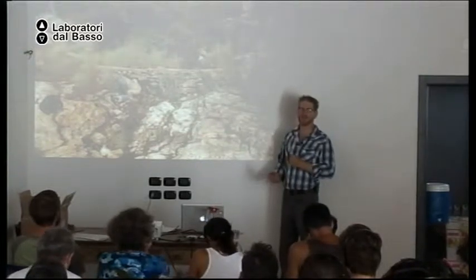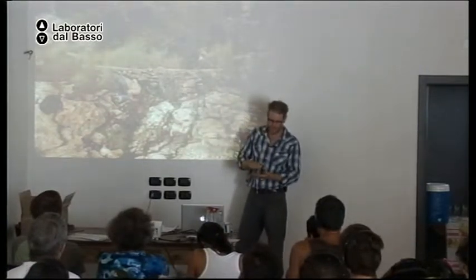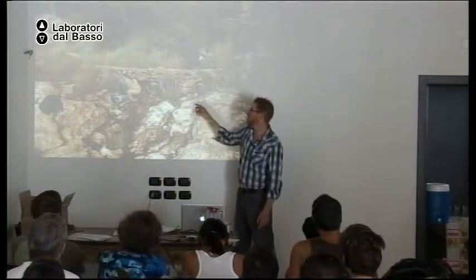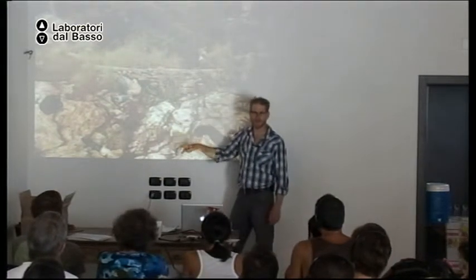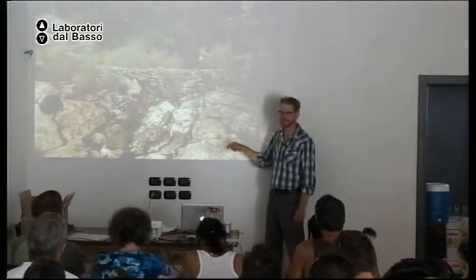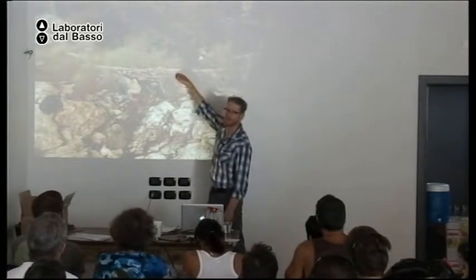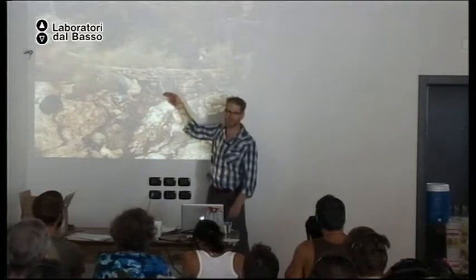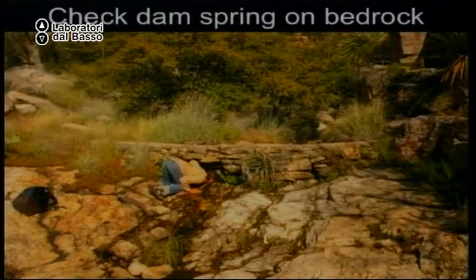So to play it safe and easy, I only build check dams multiple rocks high on top of bedrock. So then the bedrock will not erode from the falling water. And this is also the best place to create a spring. Because all the water stored in the soil behind the dam can't go down because of the bedrock, it will come out through the wall and create a spring. It works really well.